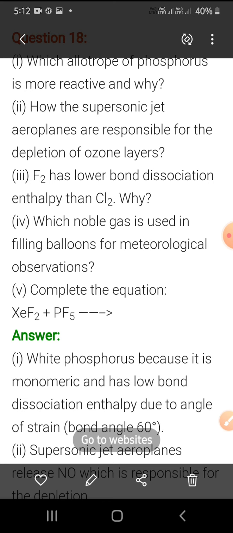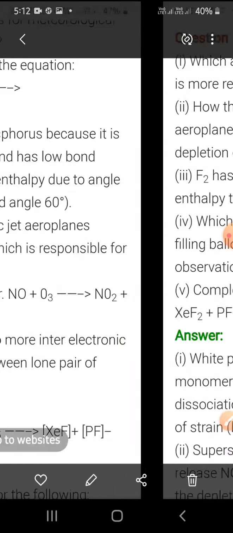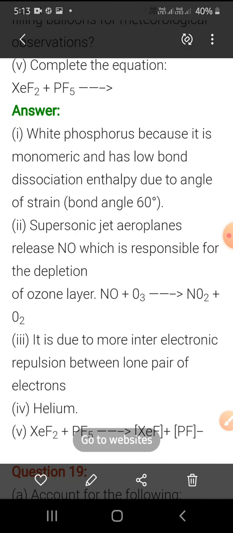Then next question, complete the equation: XeF2 plus PF5. Again, balancing and the completion of the equation is needed. So what will be the answer? Here it will be XeF plus PF6 minus. This equation is forming a coordination compound.